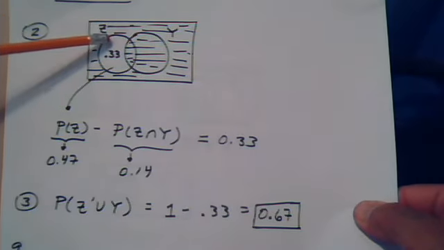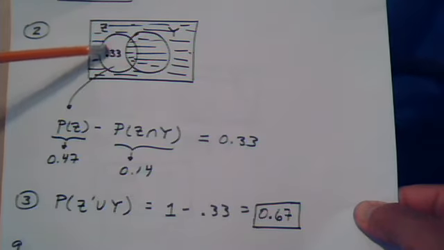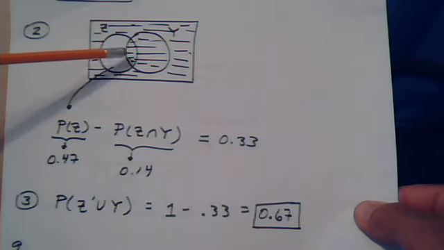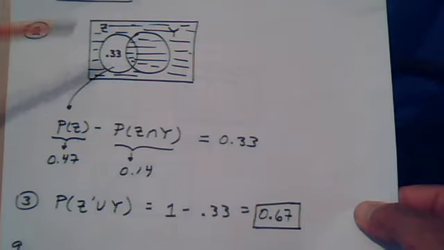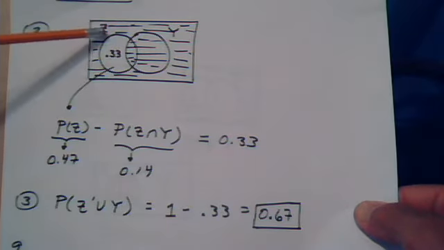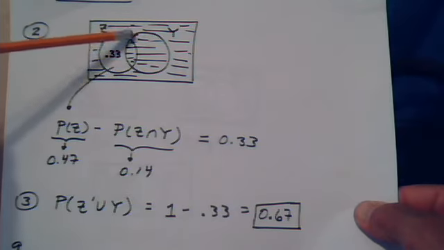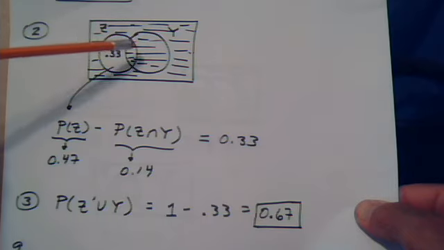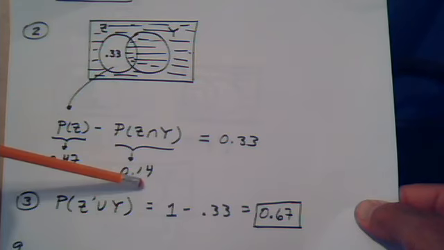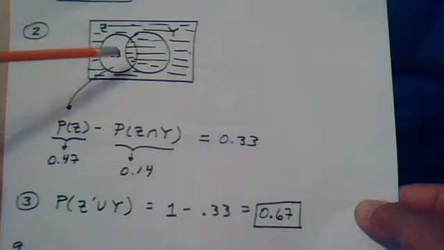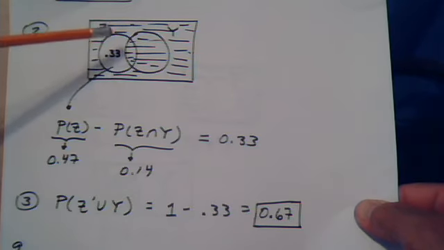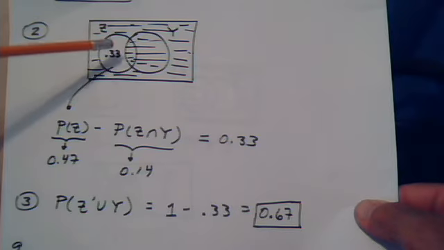So this region, the unshaded, is 0.33. The whole Z is 0.47. So notice 0.47, which is the whole Z, minus the intersection, which we already know, gives you this 0.33 for this unshaded region. So now we know the unshaded region is worth 0.33.